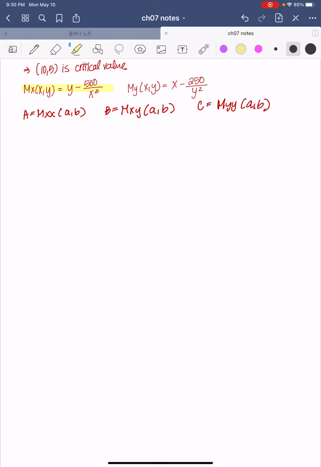Okay. So let's start with A, m of xx. I'm going to be using this one and then take derivative respect to x again. So this part disappears. And then this is the only thing. So I end up having, you can also think of it as 500 x to the negative 2. So A is 500. So let me write it out. I like to write it out.